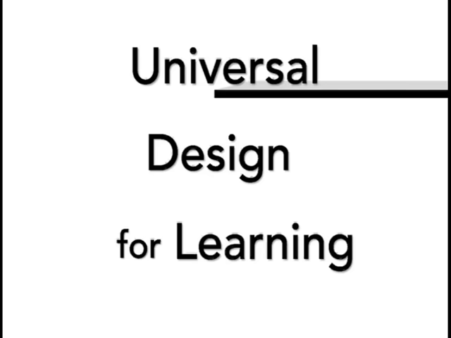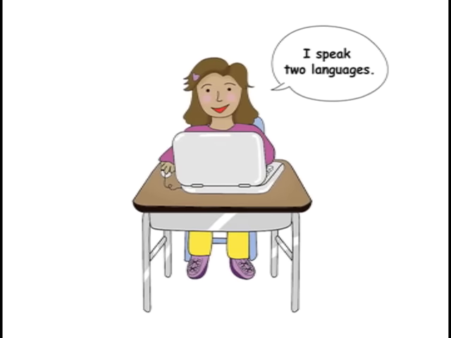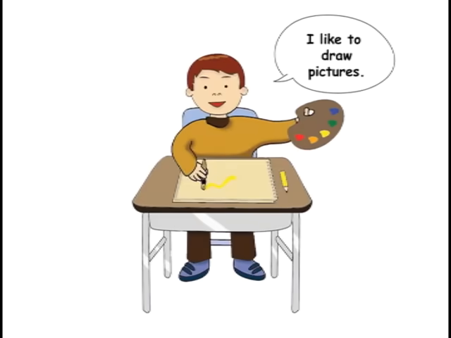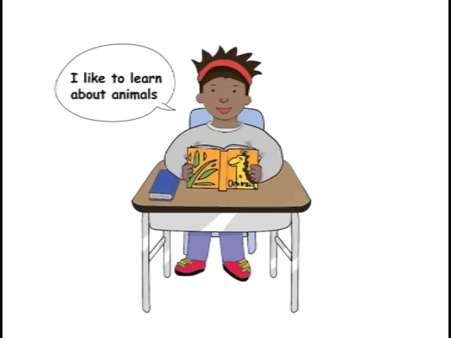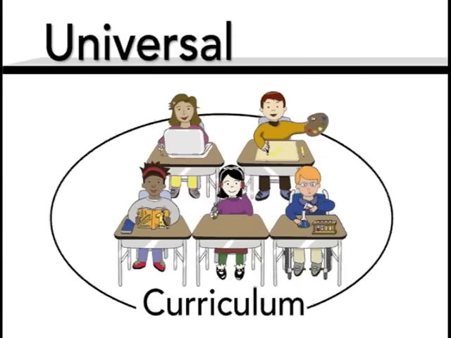Let's think about the word universal. By universal, we mean curriculum that can be used and understood by everyone. Each learner in a classroom brings her own background, strengths, needs, and interests. Curriculum should provide genuine learning opportunities for each and every student.